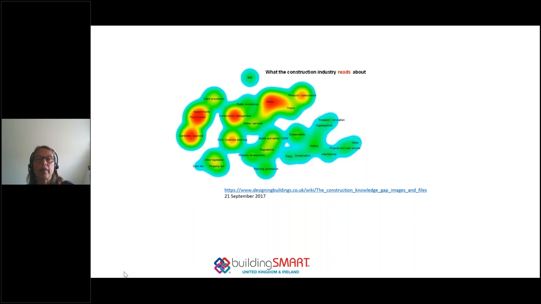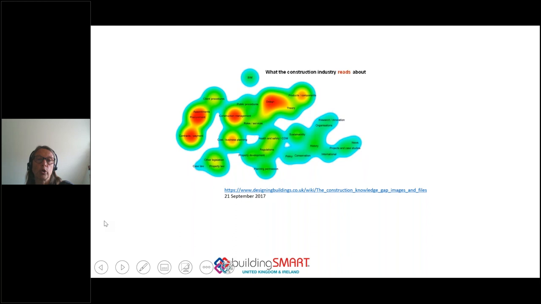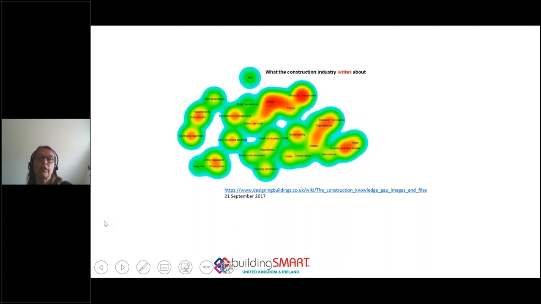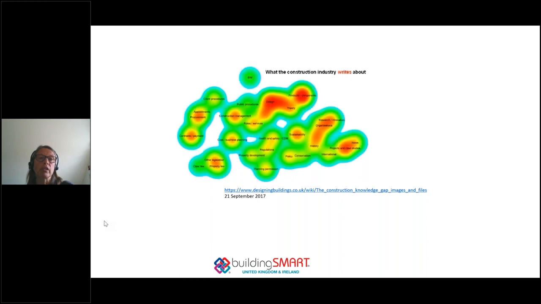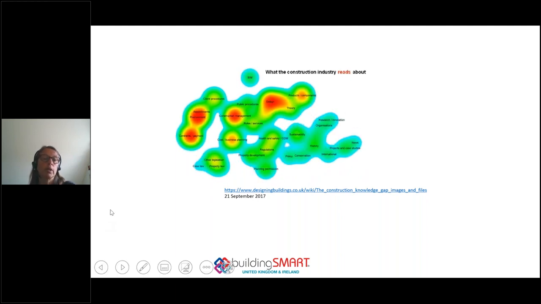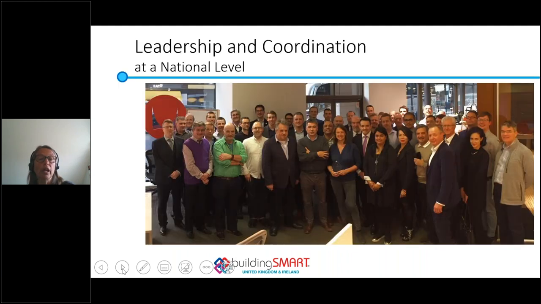Even so, at that time, it was very clear that the interest of industry was elsewhere, whether they'd be writing or reading about it, it really wasn't happening and connecting with BIM and information management, which at the end of the day, we wanted to be underpinning so much.